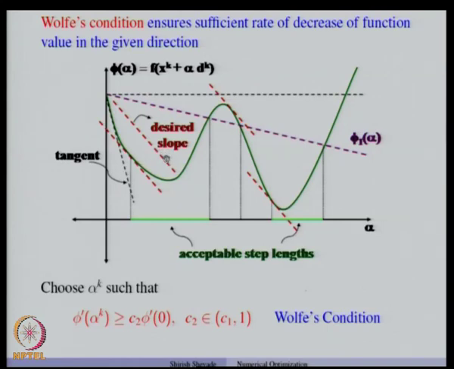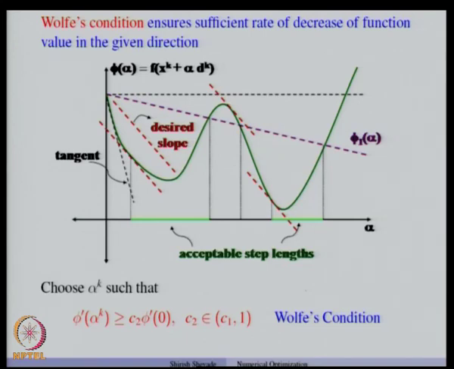So, what we are interested in is finding out all those alphas where the derivative of phi at those alphas is at least this much, the desired slope. Once we do that, we combine those conditions with Armijo's conditions, and what we get are called Armijo-Wolfe conditions. So, either one can use Armijo-Goldstein conditions or Armijo-Wolfe conditions to do inexact line search.